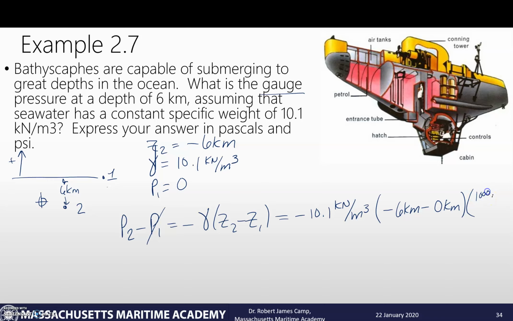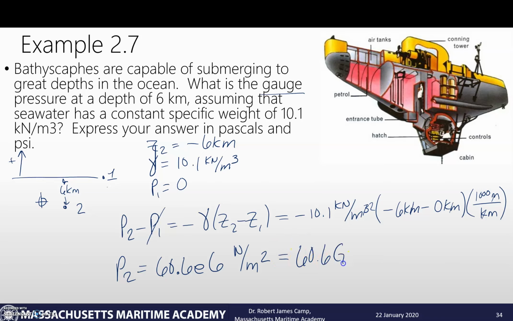So 1,000 meters on the top is 1 kilometer. So that way the kilometers will cancel out and leave us meters. And one of those meters will cancel one of those meters out, so we'll be left with newtons per meter squared. So we're going to find that the pressure at point 2, if we multiply all those numbers out, is 60.6 times 10 to the 6th newtons per meter squared. Or what we can say is that is times 10 to the 6th, so that would be 60.6 megapascals.